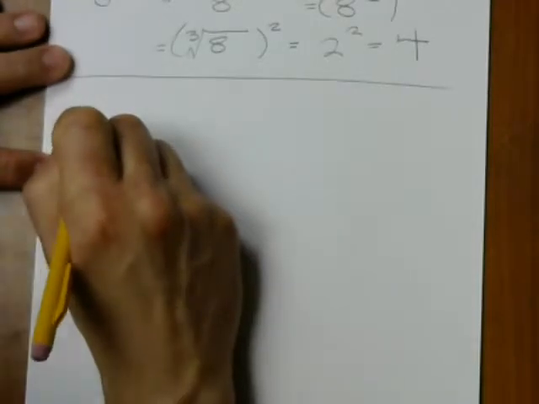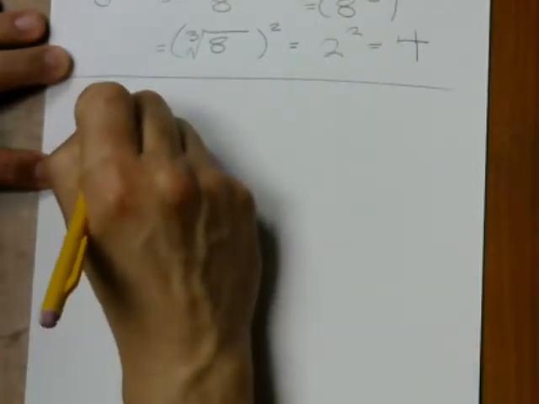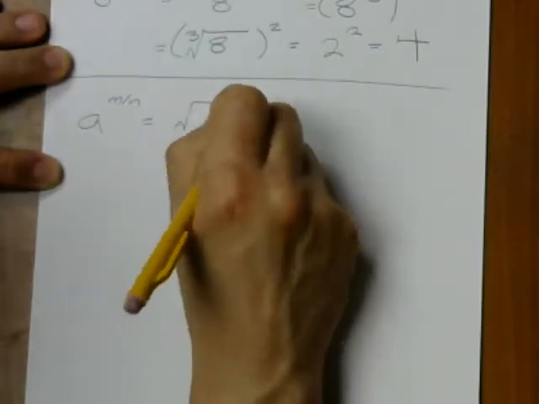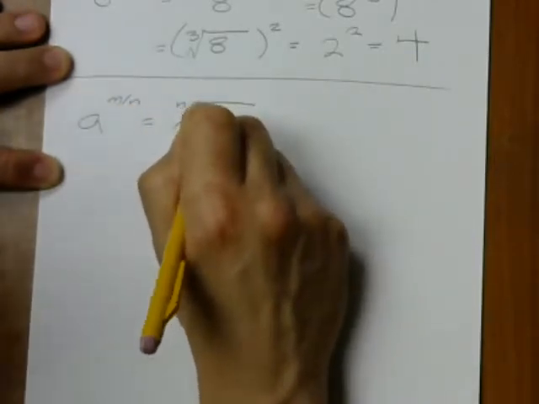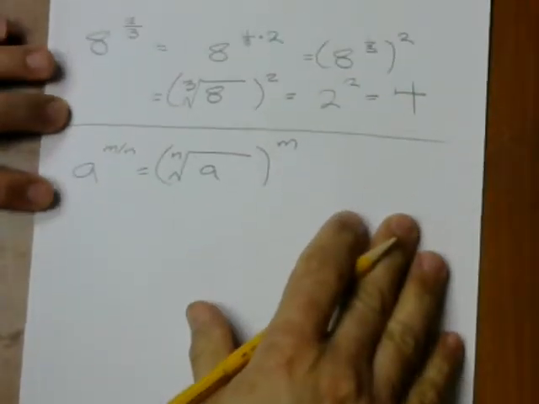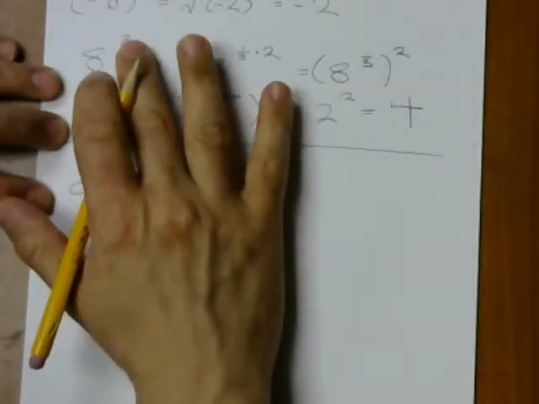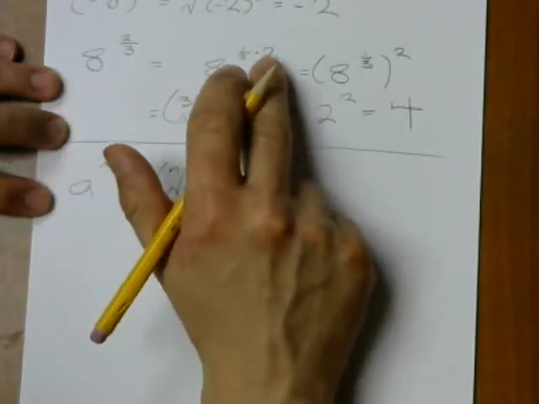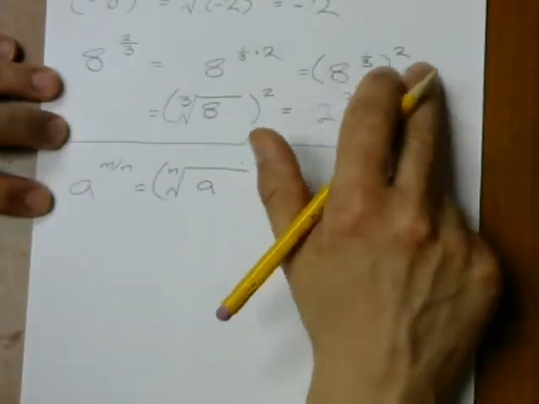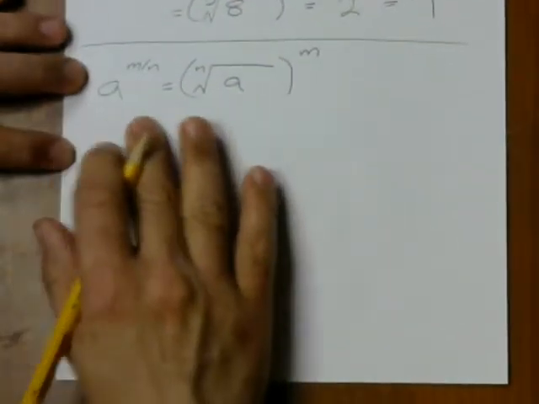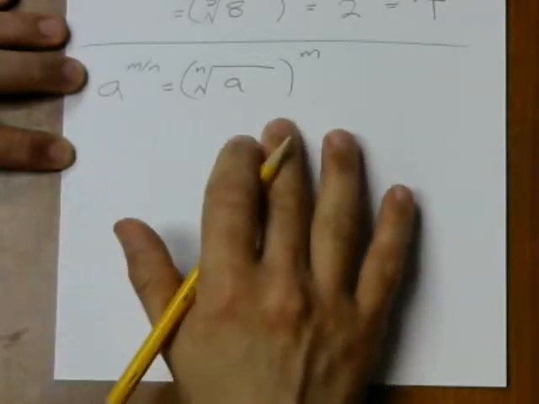Well, we'll just say a to the m divided by n is going to be the nth root of a to the mth power. So this is the exact thing we did here. Whatever number we have in the numerator here, we could always write it as multiplication and pull it out using our rules for exponents, and then we get the following.